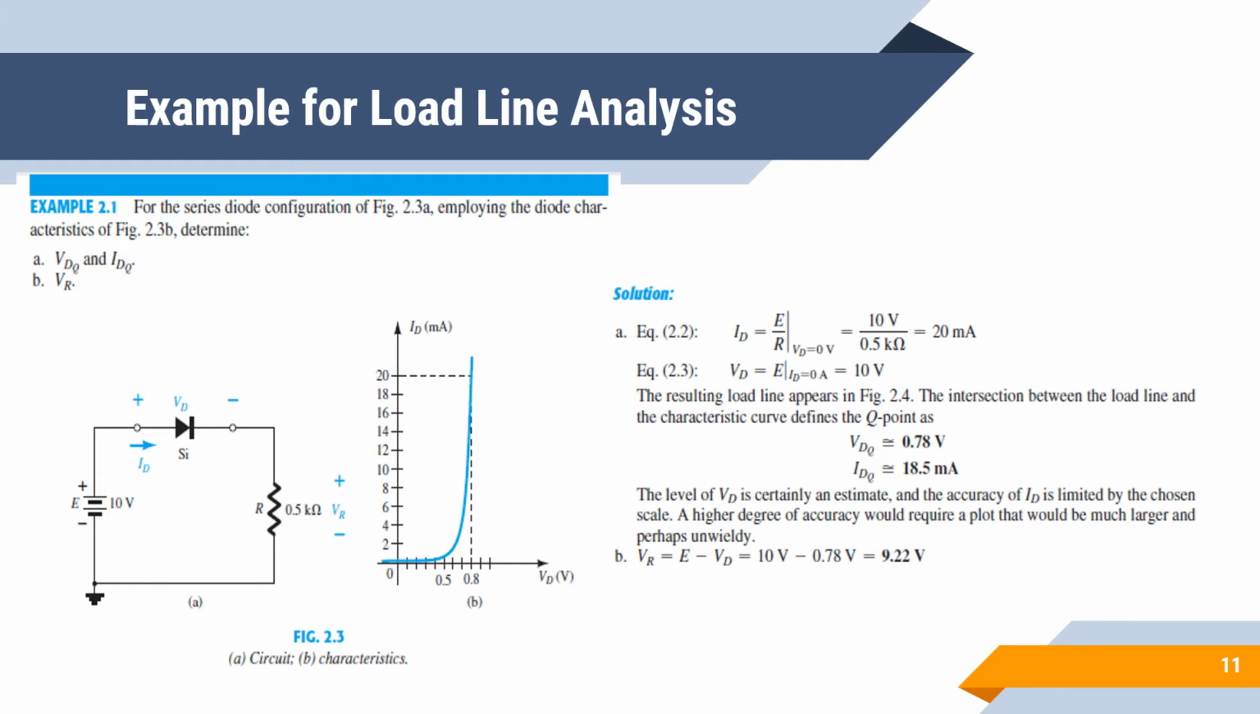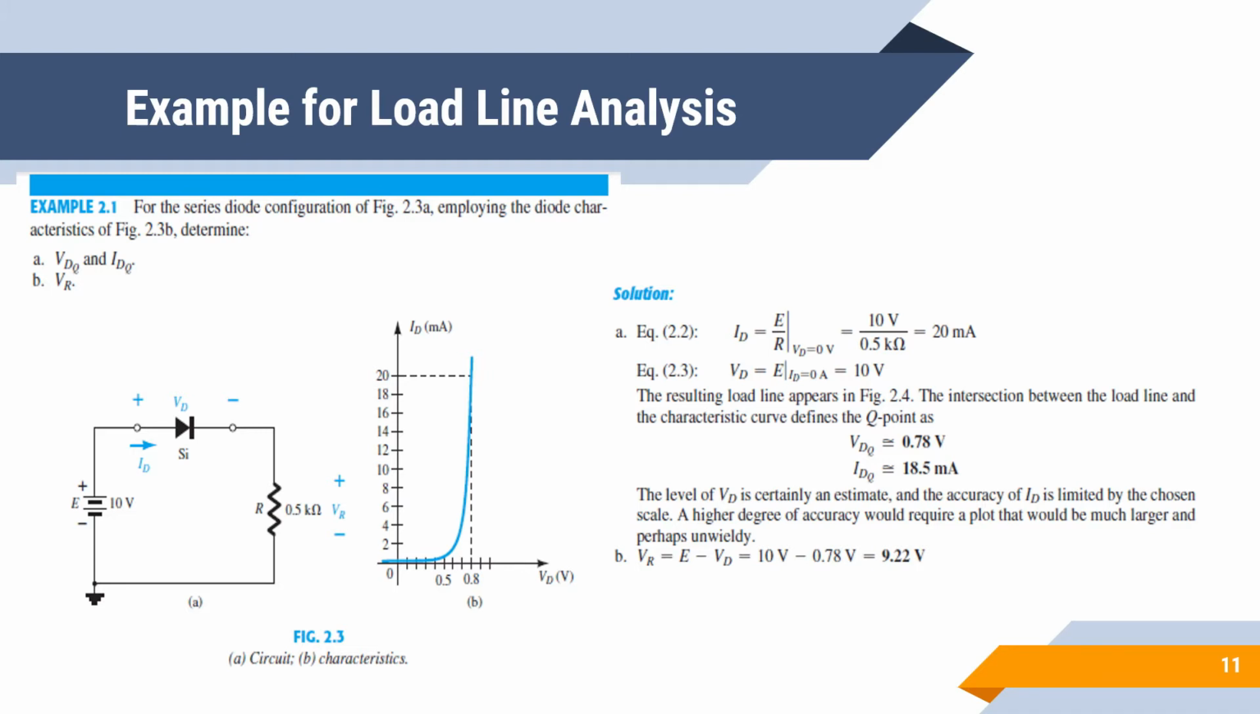So first, kukunin muna natin yung ID. We know that ID is equal to E over R. So, 10 volts over 0.5 kilo ohms ay magkakaroon tayo ng 20 milliamperes. So, gumamit na lamang kayo ng scientific calculator. So, the resulting load line appears sa figure 2.4a.